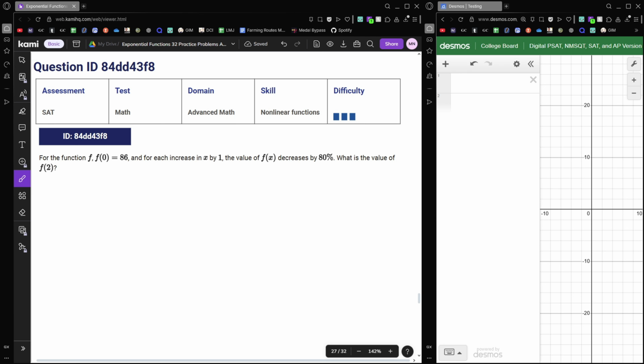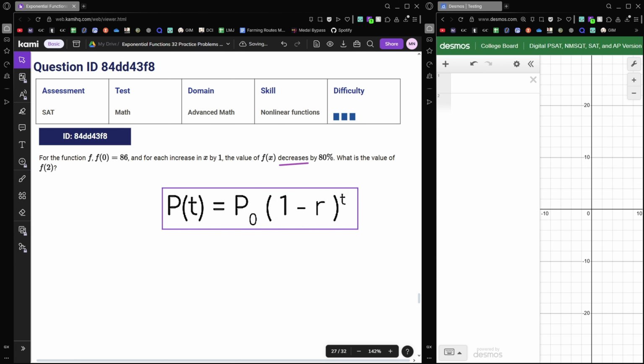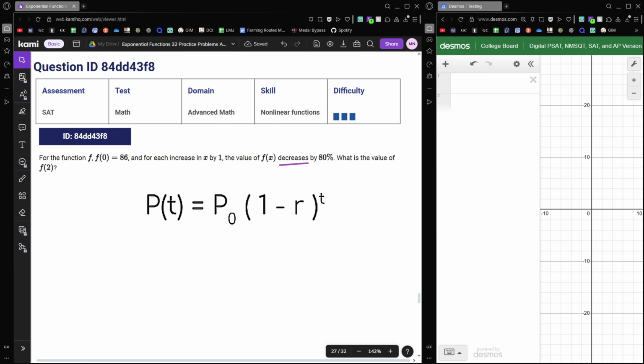Question number 27. For the function f, f of 0 is equal to 86, and for each increase in x by 1, the value of f of x decreases by 80%. What is the value of f of 2? So here it says that f of x is decreasing, which means this is an exponential decay problem. Here's the formula for exponential decay, and let's go ahead and fill this out. We know this function is f of x, so we'll do f of x is equal to, we know that f of 0 is equal to 86, so this means that our initial value is 86.